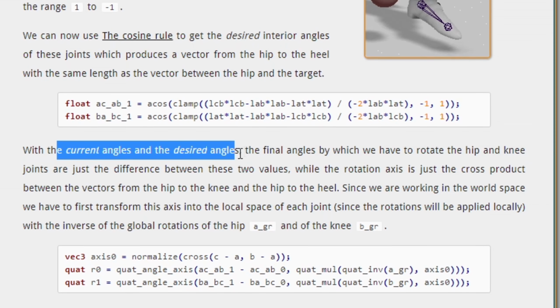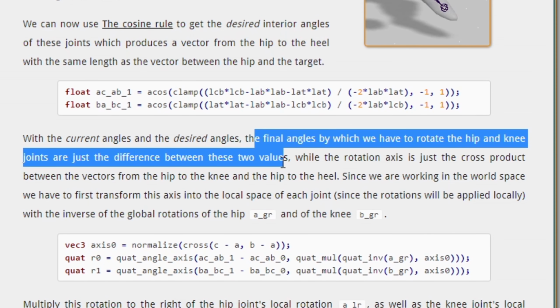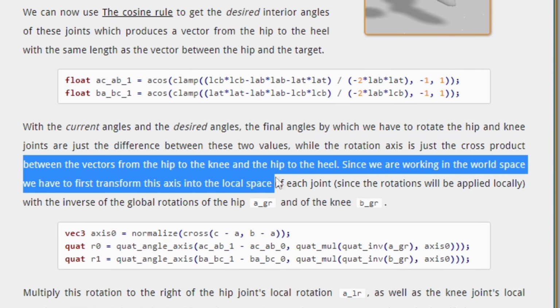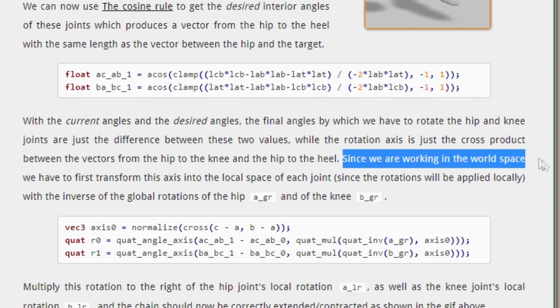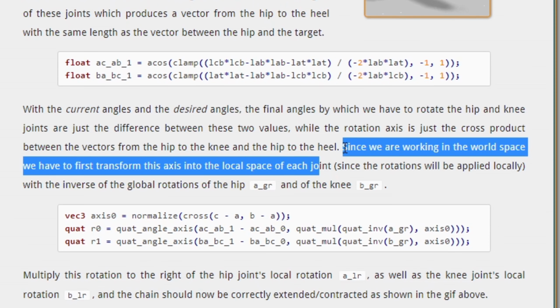With the current angles and the desired angles, the final angles by which we have to rotate the hip and knee joints are just the difference between these two values, while the rotation axis is just a cross product between the vectors from the hip to the knee and the hip to the heel. Since we are working in world space, we have to first transform this axis into the local space of each joint. These rotations will be applied locally.